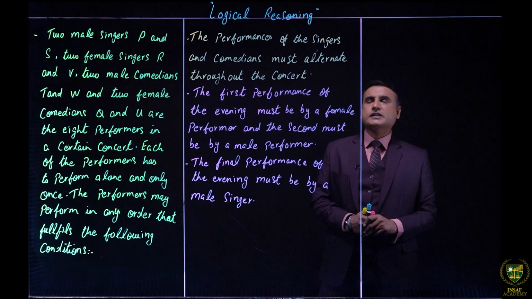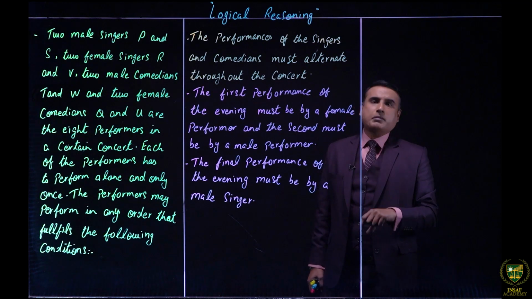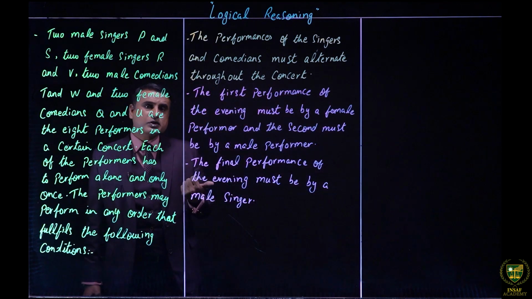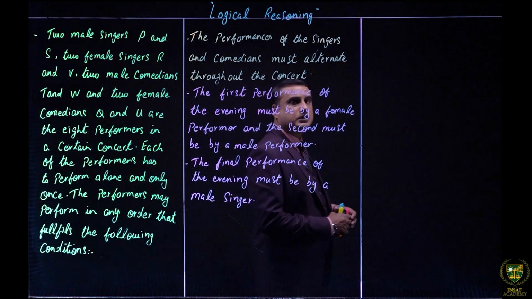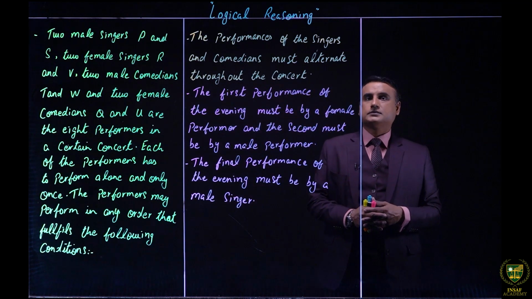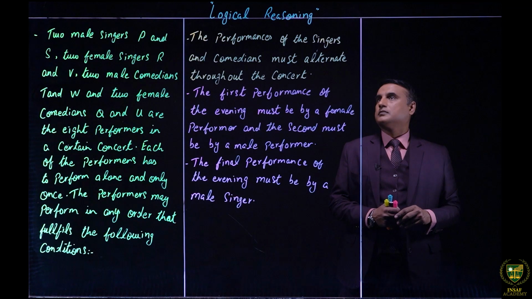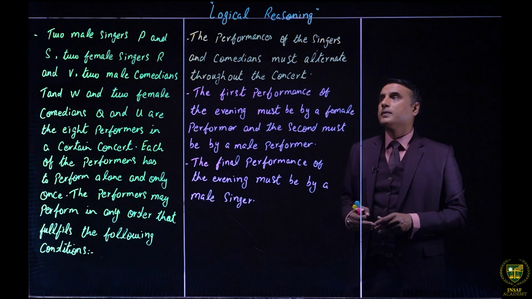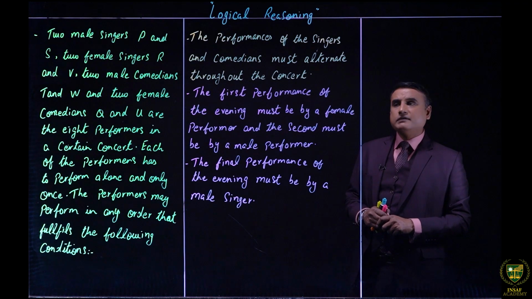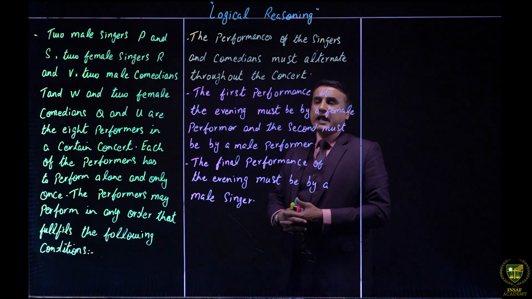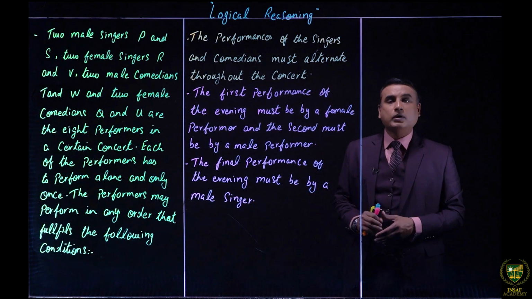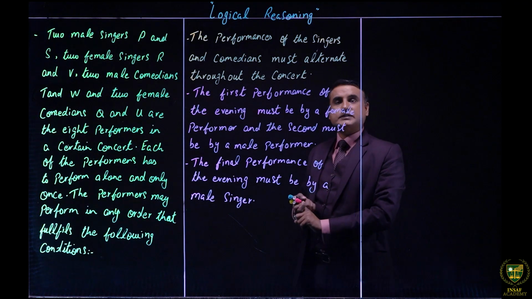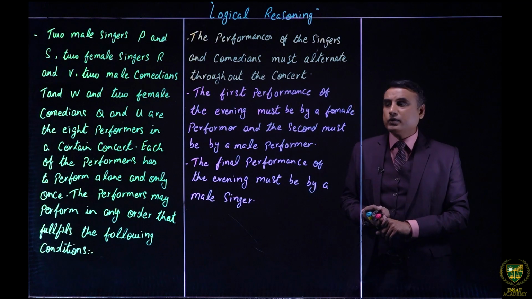और कंडीशंस हमारे पास क्या हैं? The performances of the singers and comedians must alternate, कि अगर एक परफॉर्मेंस कॉमेडियन की है तो दूसरी किसकी होनी चाहिए? It must be of a singer. Then secondly, the first performance of the evening should be by a female performer and the second must be by a male performer. याद रखें, it's not about singers or comedians, it is only about the gender.